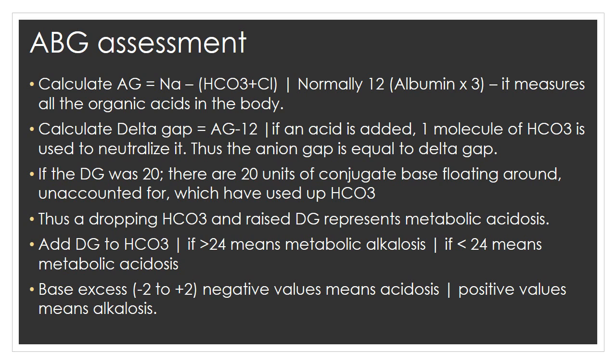Now you add the delta gap to the bicarbonates. If it's more than 24, that means there is metabolic alkalosis. Whereas if it's less than 24, it means there is metabolic acidosis. Next thing to see is the base excess, which ranges from minus 2 to plus 2. If it is a negative value, it means that there is acidosis. Whereas if there is a positive value, it means that there is alkalosis.